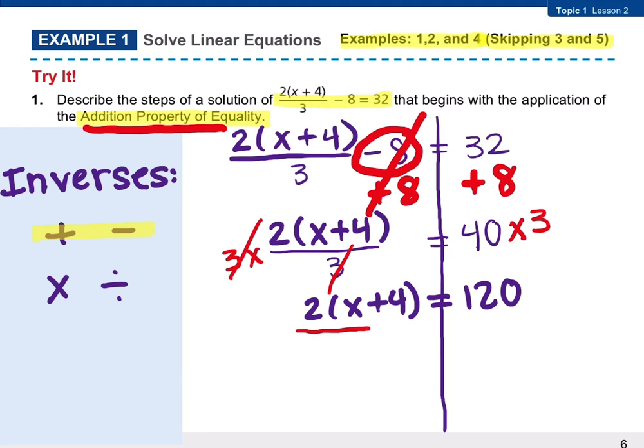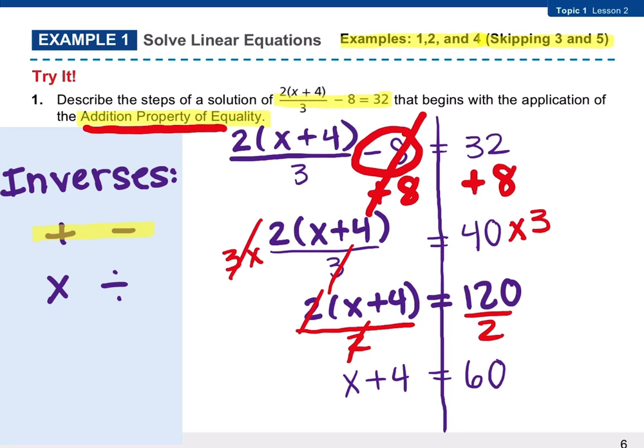And so maybe I'll divide by 2 on both sides, because I'm trying to get x alone. I'm trying to isolate it. And so if the x and the 4 are multiplied by 2, I could undo that with division. So now I'm left with just x plus 4, and it's equal to 120 divided by 2, which is 60.